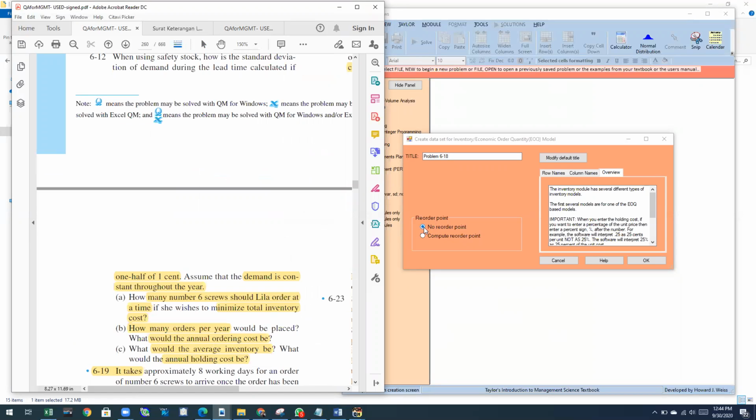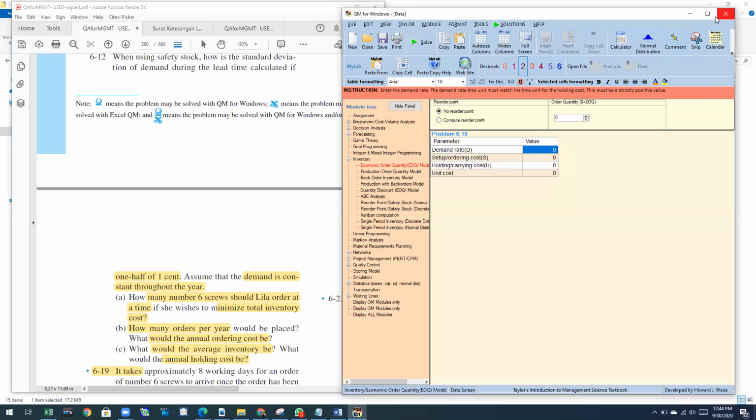So we can just click no to reorder point. If you want, you can click on compute reorder point. Remember, if you click reorder point, it will ask you what is the lead time, what is the daily usage, and so on. But we don't have the data in this problem, so we click no. Once we've done that, we click OK, and this pop-up window will show up.